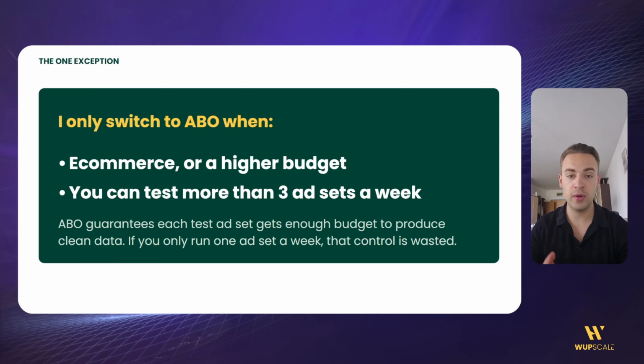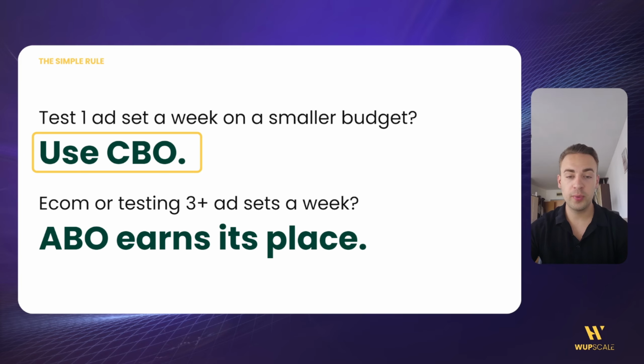So for ABO and higher budgets, the key is more and more creatives. And the only way to get more creatives is to get more data, so you have to force Meta to use ABO. But again, if your budget is low and you only test one ad set per week, you don't need this control, and CBO is going to be your best friend. So if you have a smaller budget, less than $100 per day, and you only test 1 or 2 ad sets per week, I suggest using CBO for your campaigns.